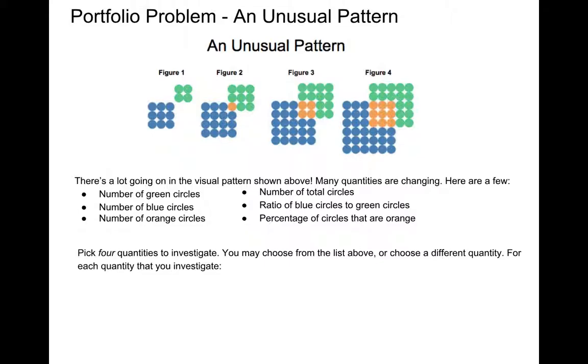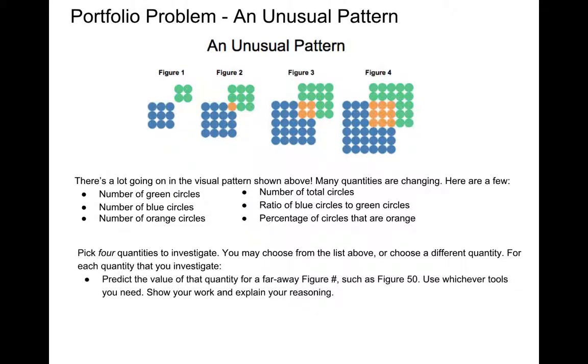And for each of those quantities, you need to do the following things. You need to predict the value of a faraway number like figure 50. So tell how many of whatever one you're doing. If you're doing green circles, how many green circles are going to be at step 50? If you're going to do a percentage of orange circles, what's the percentage going to be at step 50? You need to show your work and explain your reasoning.